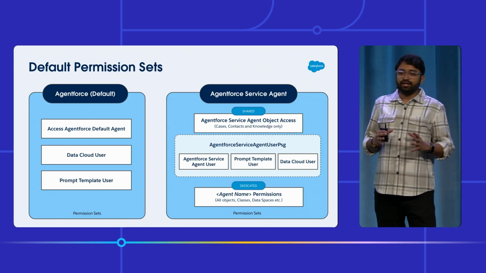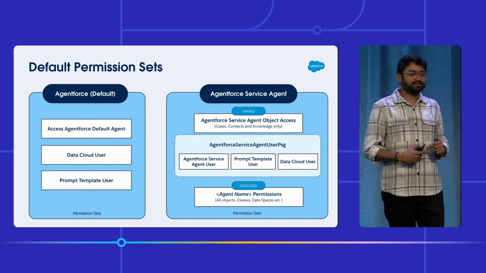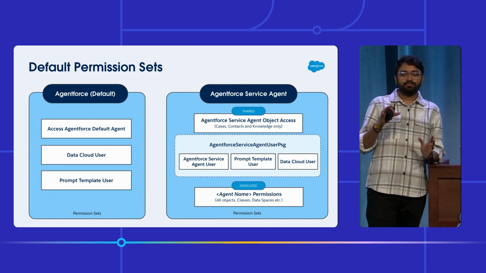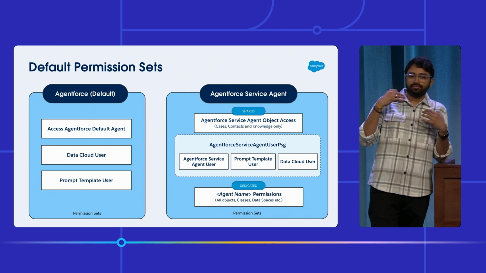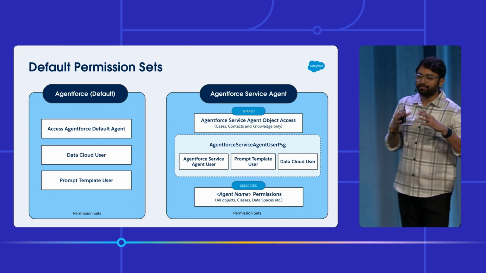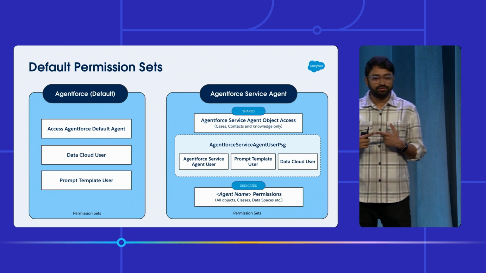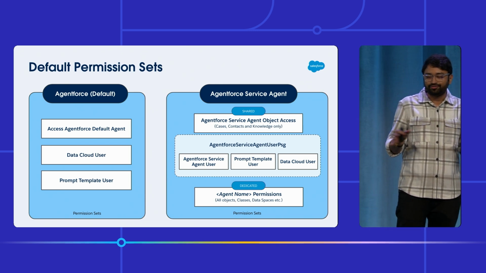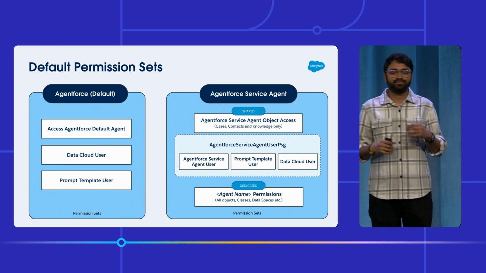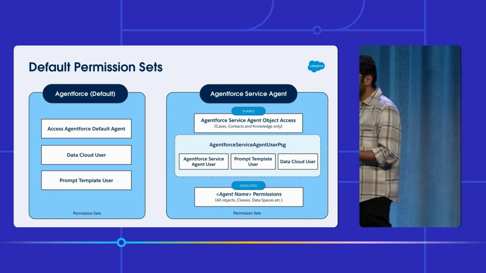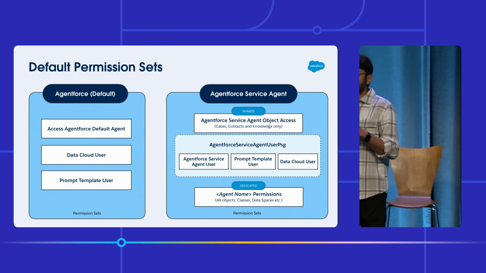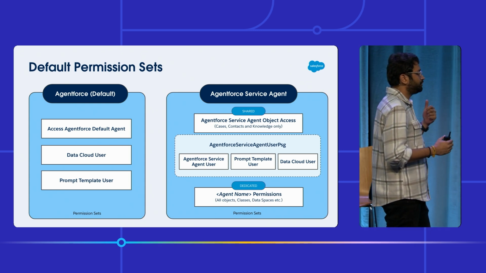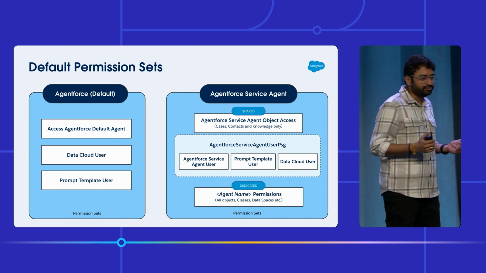Now that you know who's the running user, what are the permissions that that running user must have? For example, let's talk about the internal agent. So the user that is running the agent, what permissions must they have? First and foremost, they need to be assigned the access Agentforce default agent. It's quite a mouthful, but there is one permission set that needs to be assigned to any user internally who needs access to Agentforce. Then you have two more permission sets for data cloud user and prompt template user.